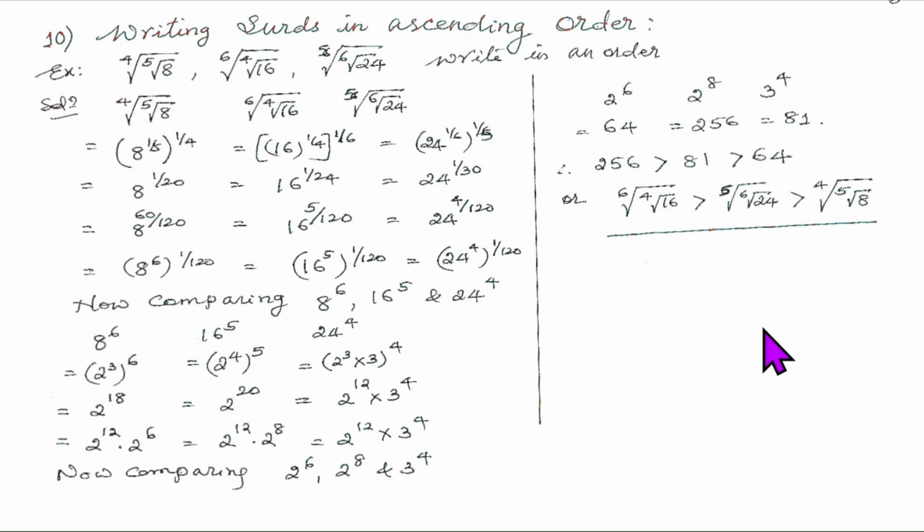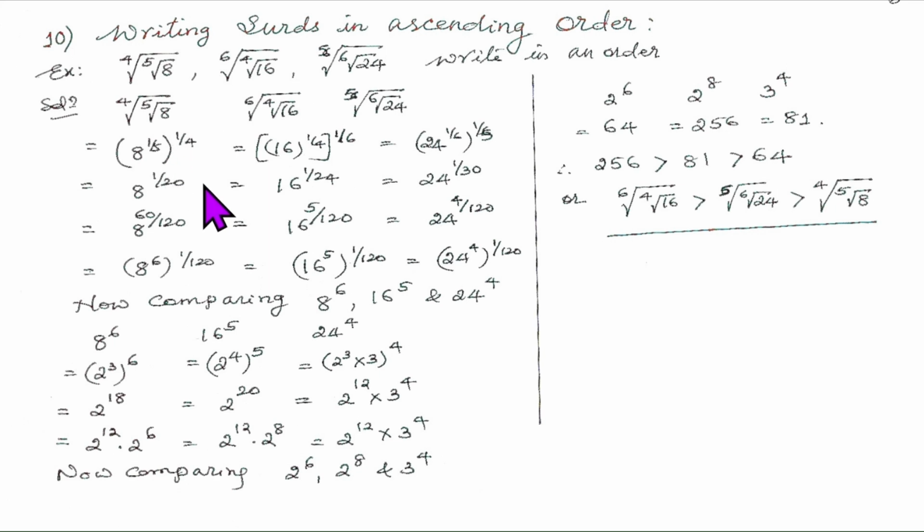Ascending order means writing them from small to big, or big to small for descending order. We can follow that. Now the procedure is very simple. Let us take one example here: 4th root of 5th root of 8, 6th root of 4th root of 16, and 5th root of 6th root of 24. First write them in index form: 8 raised to 1 by 5 raised to 1 by 4, 16 raised to 1 by 4 raised to 1 by 6, 24 raised to 1 by 6 raised to 1 by 5.